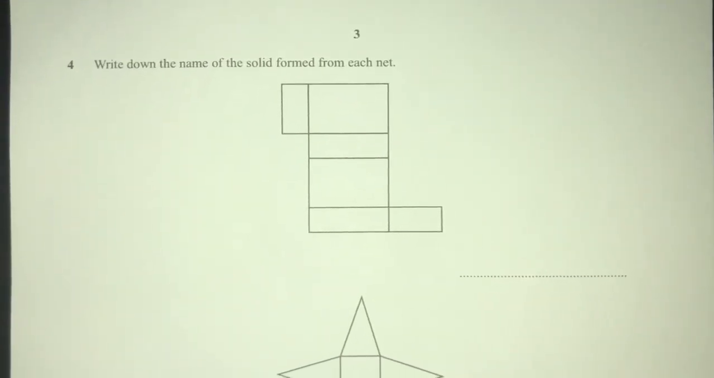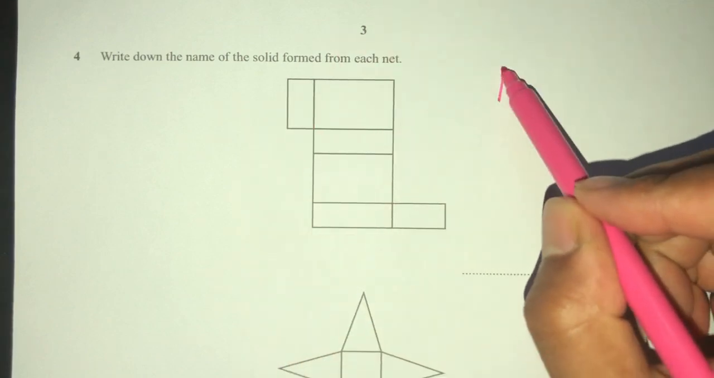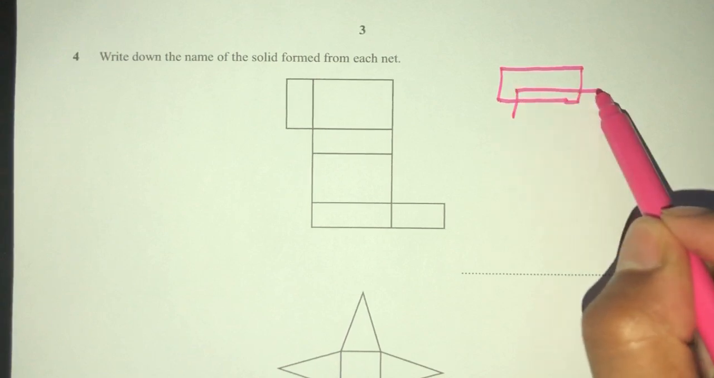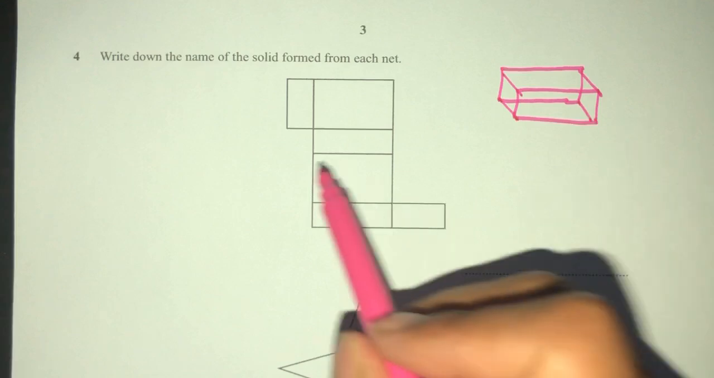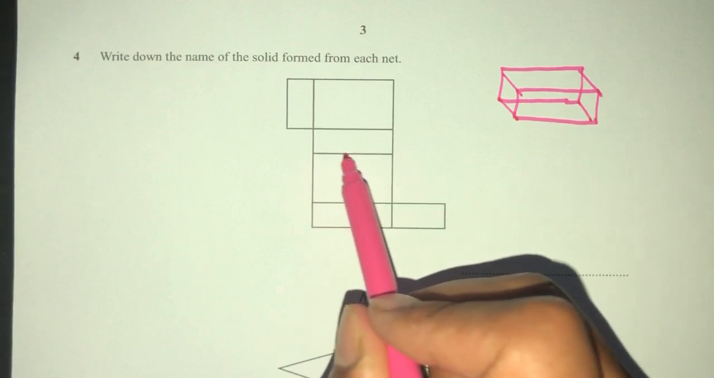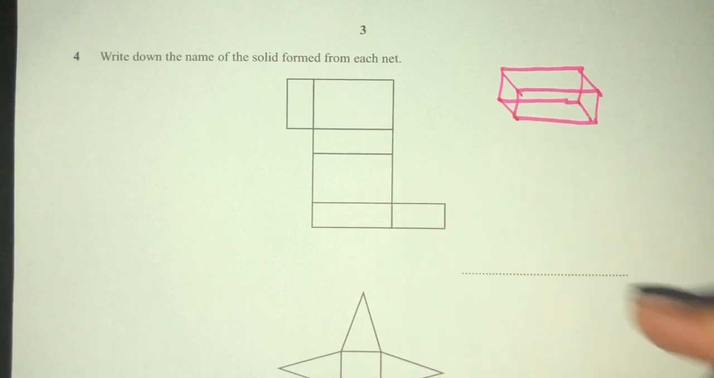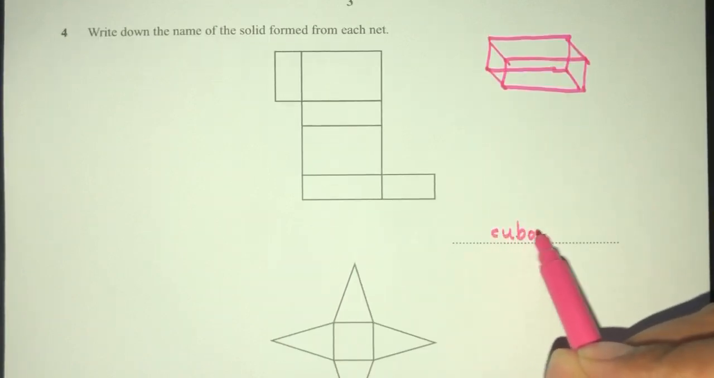So here we have to write down the name of the solid formed from each net. Again, in this question you have to use your imagination and you have to keep trying. For example, here you can clearly see that if you were to fold this up, you will have something like this. I guess it will be a box, right? Now, this one will be a rectangular box. Do you agree? Yeah, because the length is longer than the width, so it will be a rectangular box. So in that case, that will be called a cuboid.